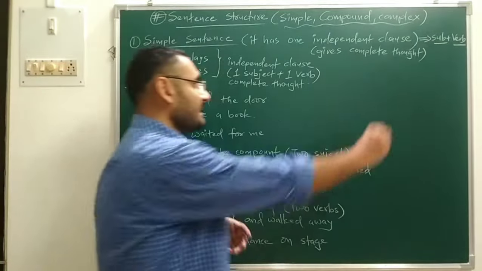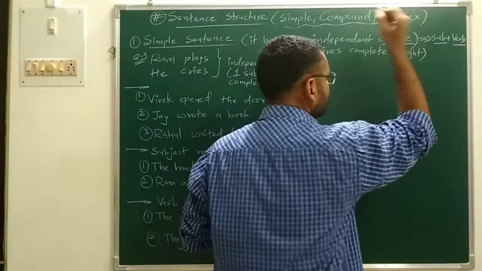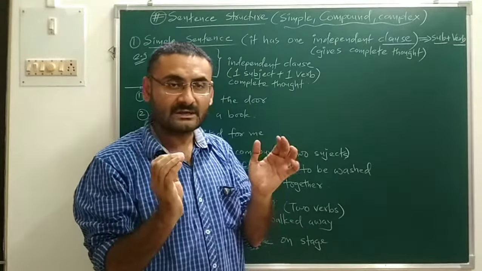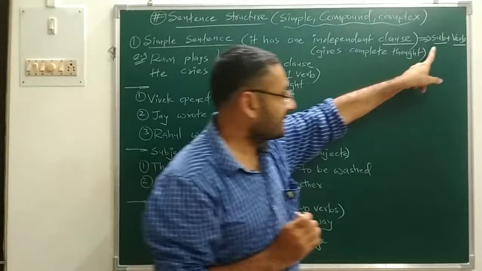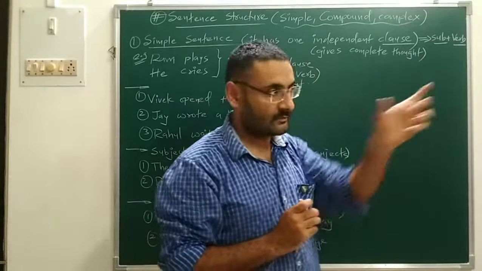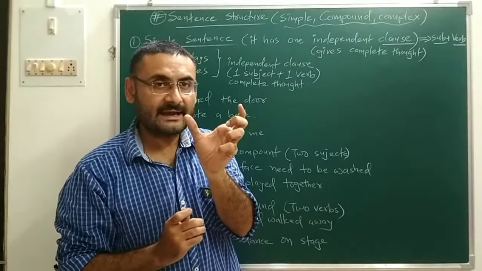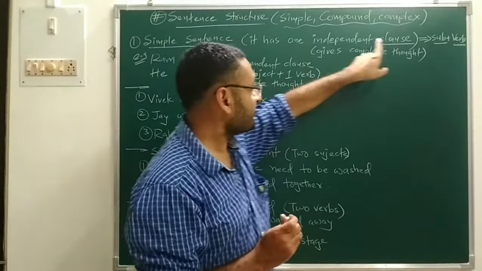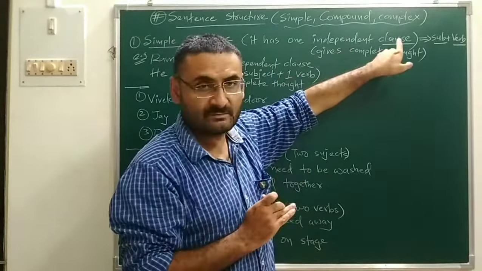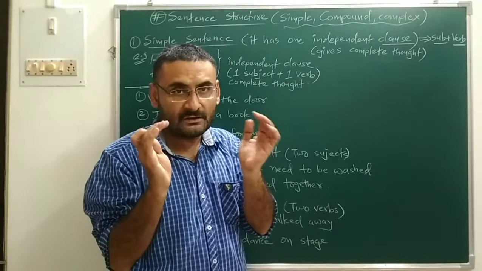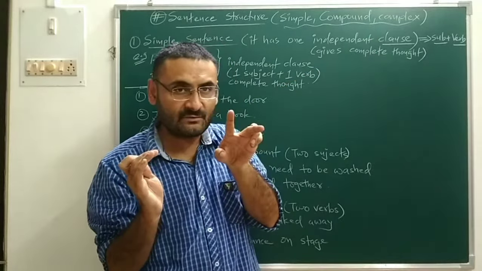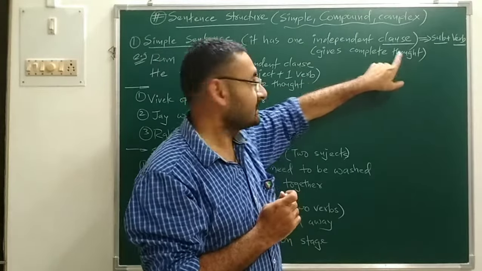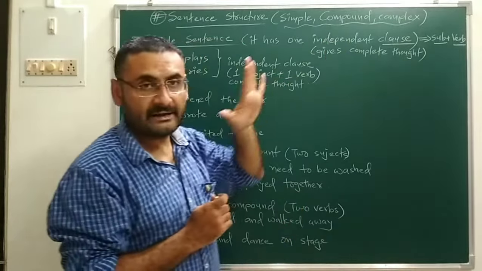Now the question may arise: what does clause mean? A clause is a group of words which has one subject and one verb. And what does independent clause mean? That group of words which has one subject and one verb gives the complete thought in the sentence. That is the meaning of independent clause.